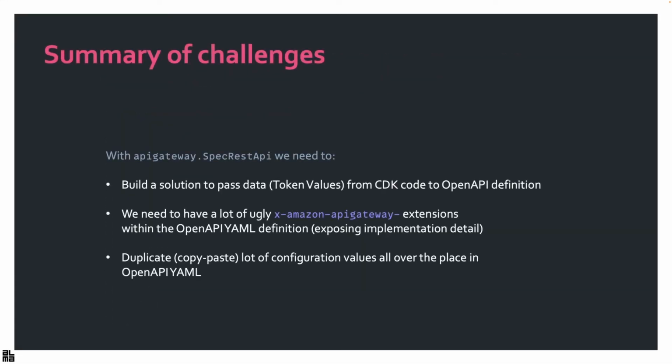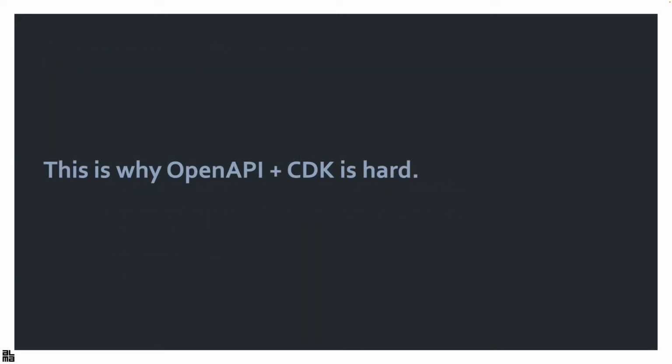So to summarize the challenges with the API Gateway SpecRestApi construct, we need to build our own solution to pass data, effectively CDK tokens, from CDK code to the OpenAPI definition, so that the tokens are then resolved during deployment time. Then we need to have a lot of these ugly Amazon API Gateway extensions in our OpenAPI definition, and that often leads to duplication, where you're just copy-pasting those extension fields all over the place. So this is why OpenAPI with CDK can be hard.